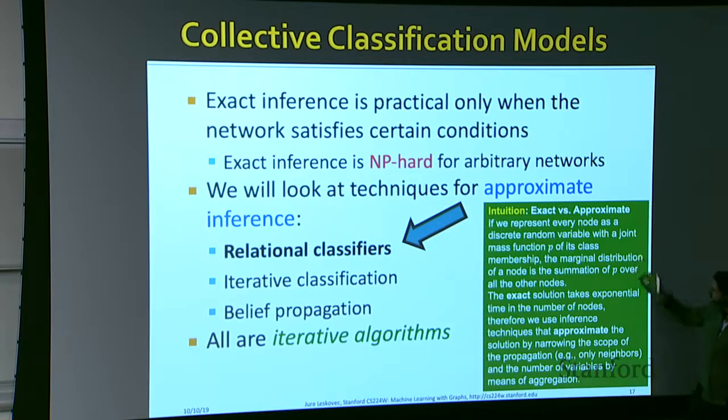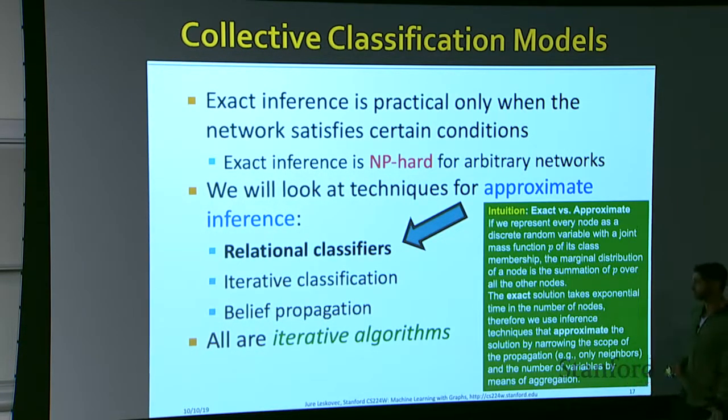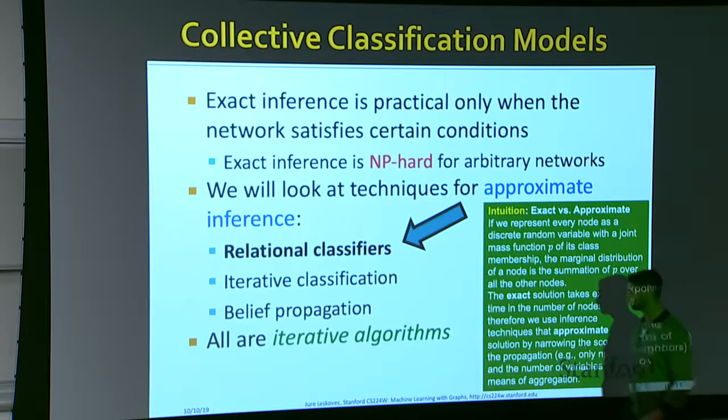And I tried to write here an intuition of what is the difference between exact and approximate. The key point that I want you to keep in mind is that the exact solution takes exponential time in the number of nodes, right? So as soon as you start to have a few thousand nodes, forget about running this on a real graph, okay? So that's why we fall back to these approximate inference techniques. The good news is most of the time they work extremely well, okay? And the solutions you're getting are so close that it doesn't really make such a big difference. So that's what we're going to be focusing on.